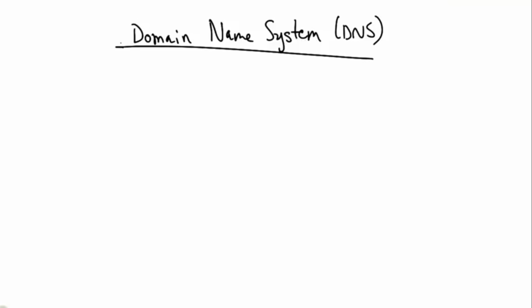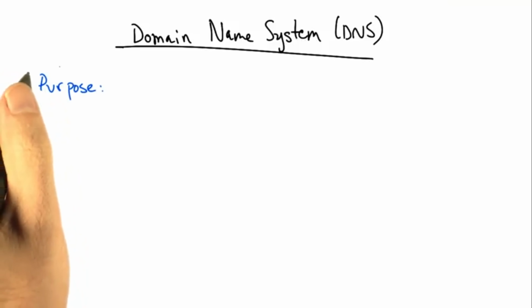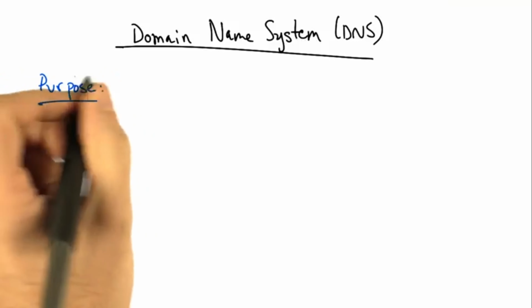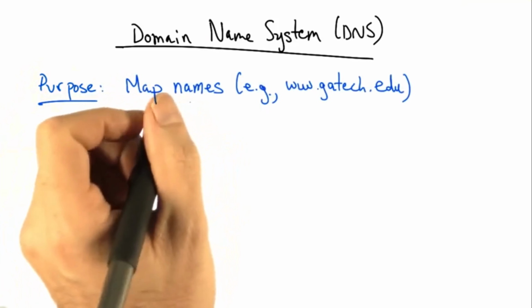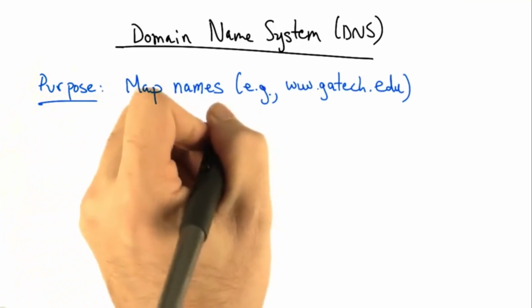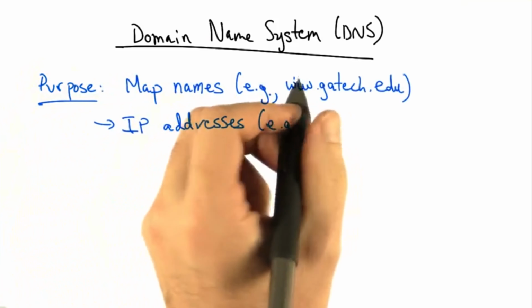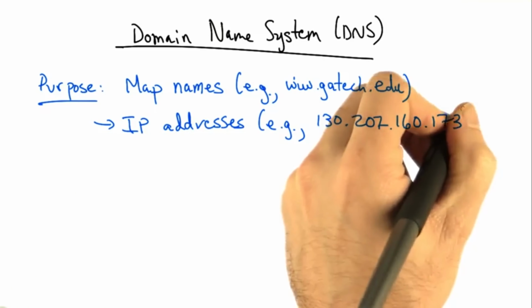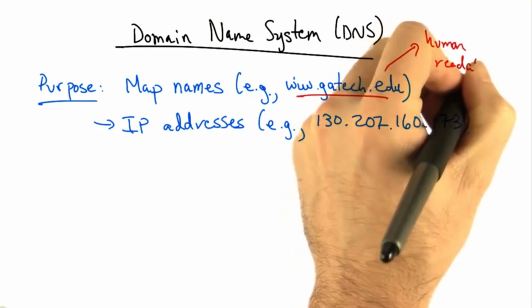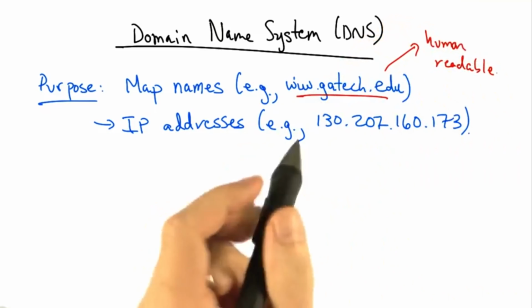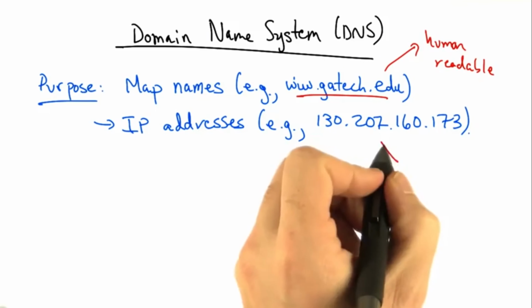We'll now have a look at the domain name system, or DNS. The purpose of the domain name system is to map human-readable names, such as www.gatech.edu, to IP addresses, such as 130.207.160.173. A name such as this is human-readable and much easier to remember and type than an IP address.